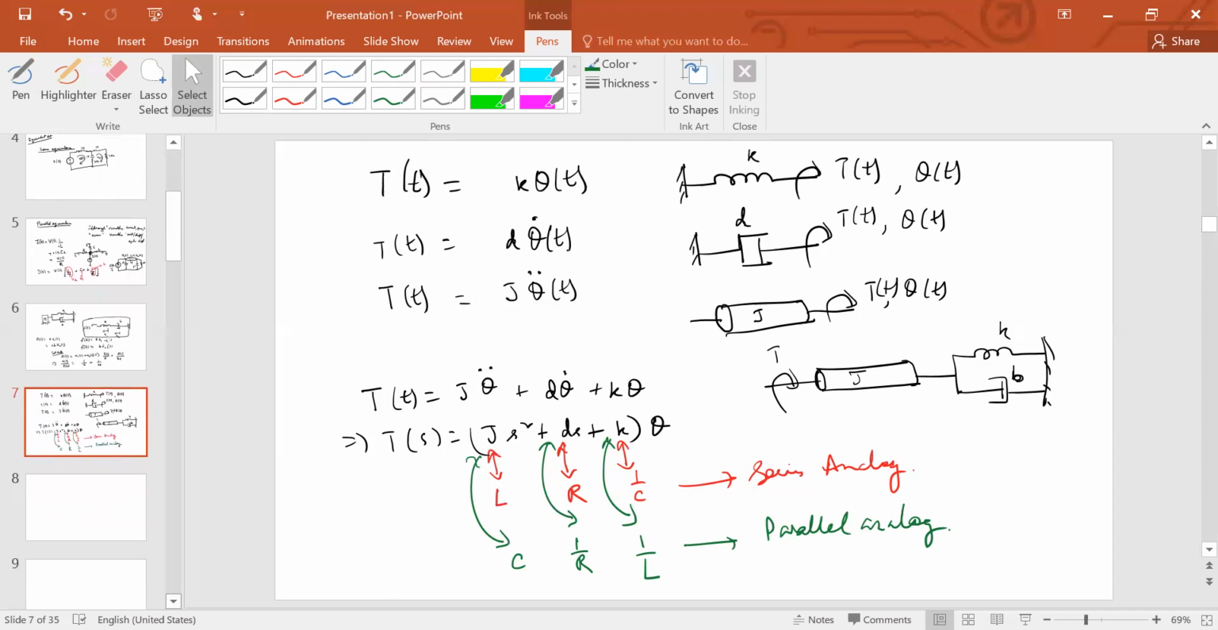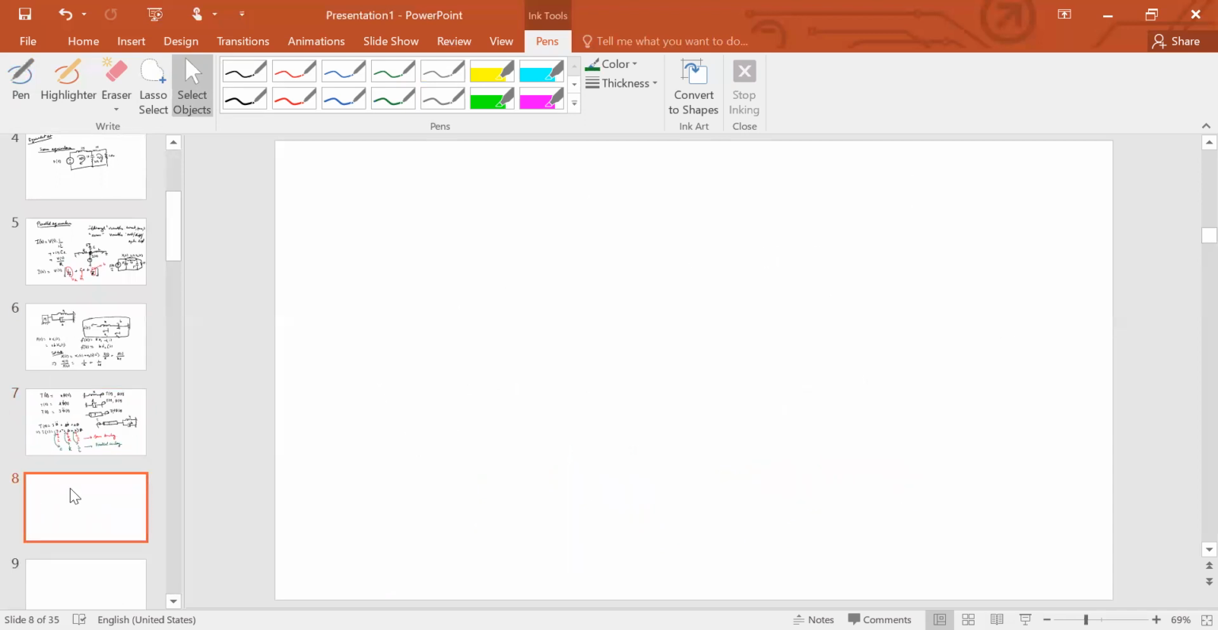So before closing our discussion on these rotational systems, I'll take up an example and show you how this is done.